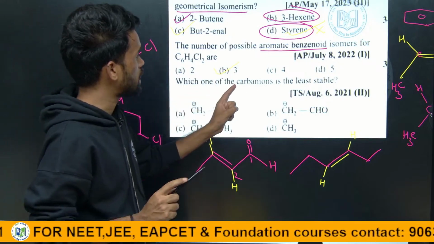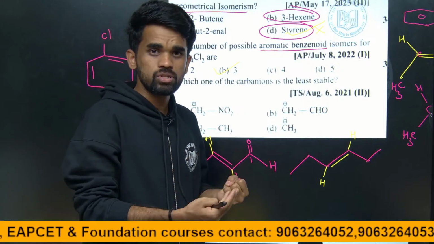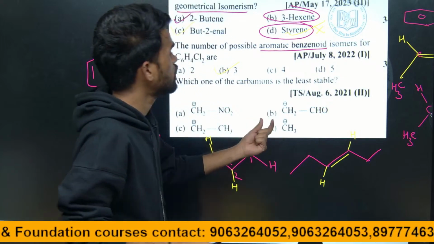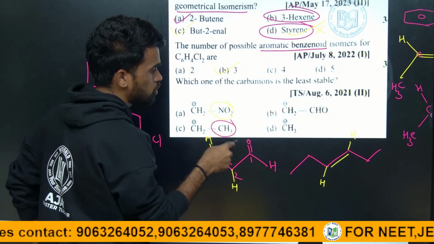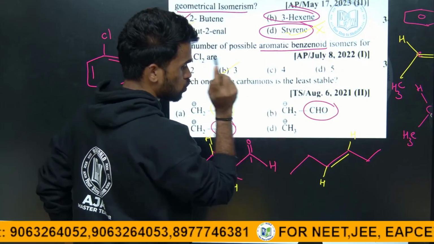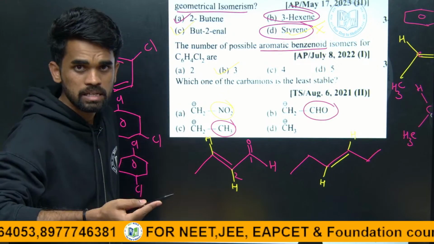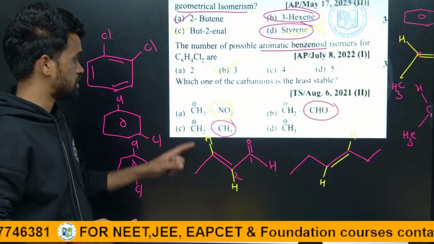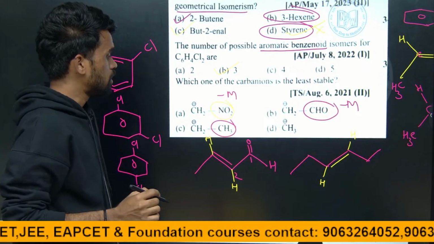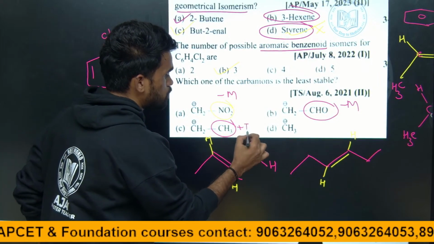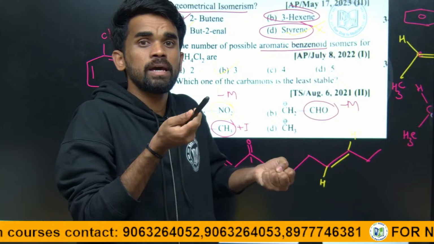Next, which of the following carbanions is least stable? How can we say whether a carbanion is least stable or most stable? This is completely based on the groups attached to that carbon anion. Here we have a nitro group, here we have an alkyl group, here we have an aldehyde group, and there is no group attached to this. Out of these, a carbanion is stabilized when an electron withdrawing group is attached. So this is a minus M group and this is also a minus M group. Now what about this? This is a plus I group, right? We know minus M groups, electron withdrawing groups, stabilize the carbanion.